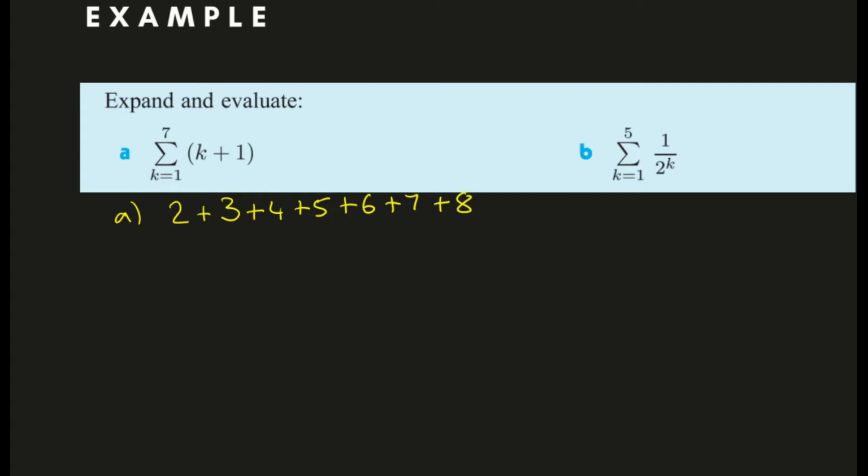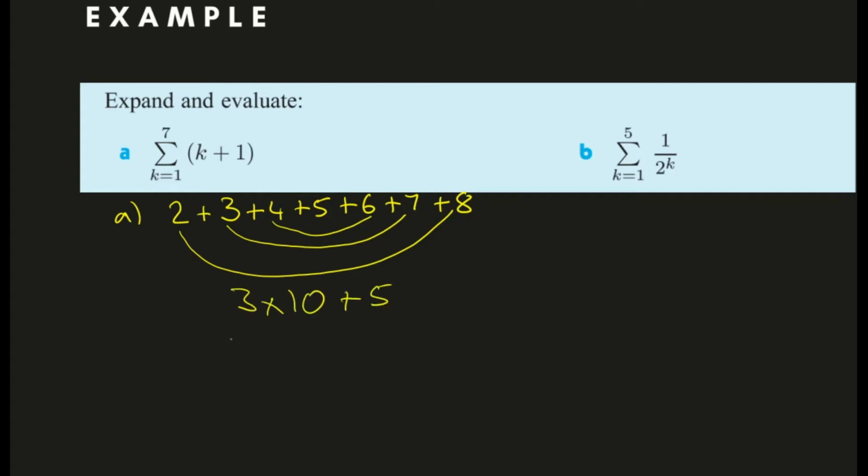Now, I'm sure you can add this up yourself, but we'll do it in pairs. If we take a look at that, we've got pairs there that add up to 10. So we've got 3 lots of 10 plus 5. We have a sum here of 35.